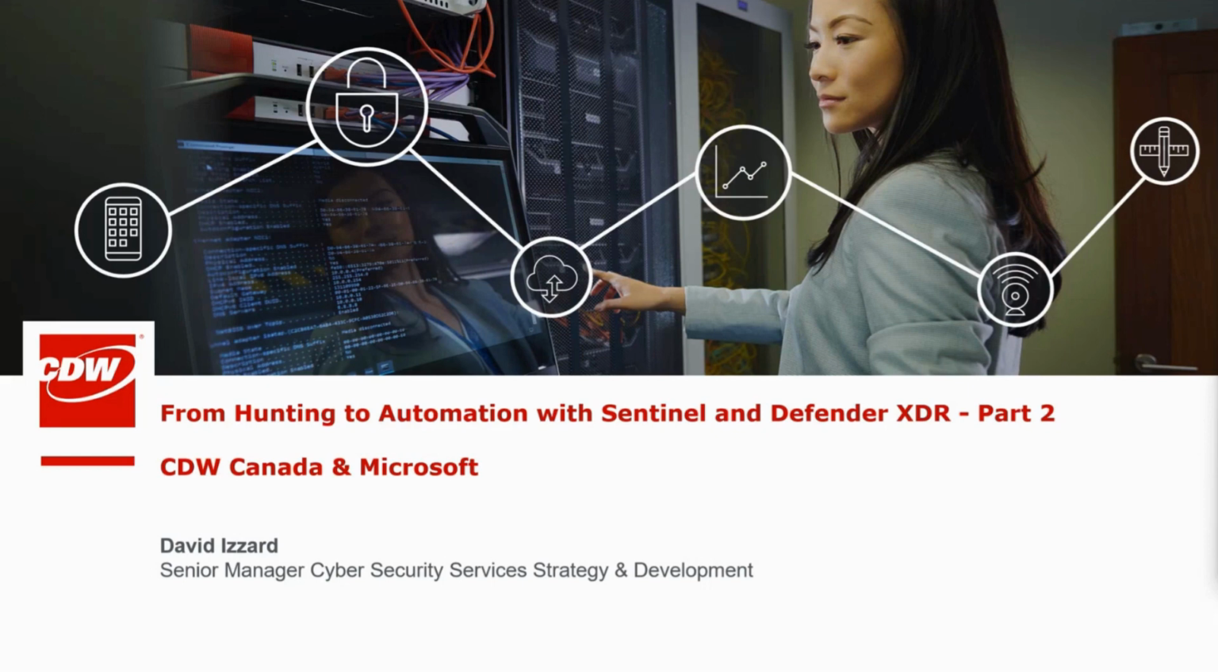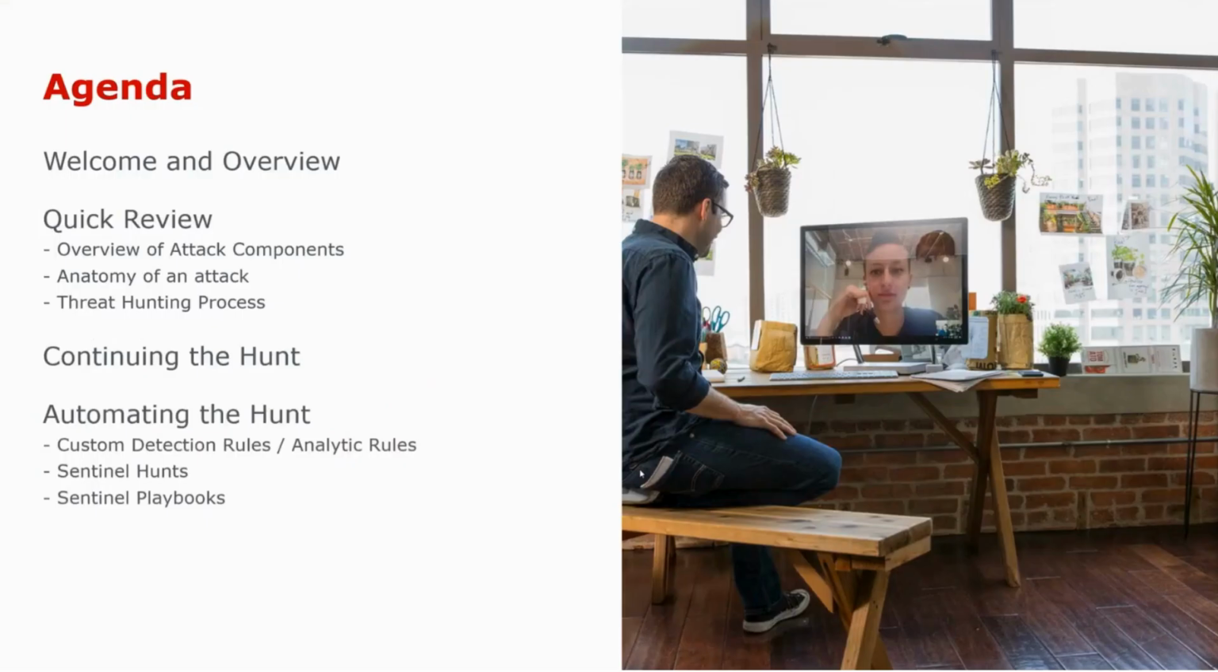So we will pick up the hunting from that point, and I'll provide a little bit of a review before we jump into it. We're going to start today with a very quick review of those attack components, the anatomy of the attack, and the threat hunting process. I'm going to go through that very quickly because we covered it last time. If you weren't able to attend the whole webinar, or maybe you jumped in late, go to our YouTube channel. You can find the webinar there, where we spend quite a bit more time. And then we're going to go into continuing the hunt.